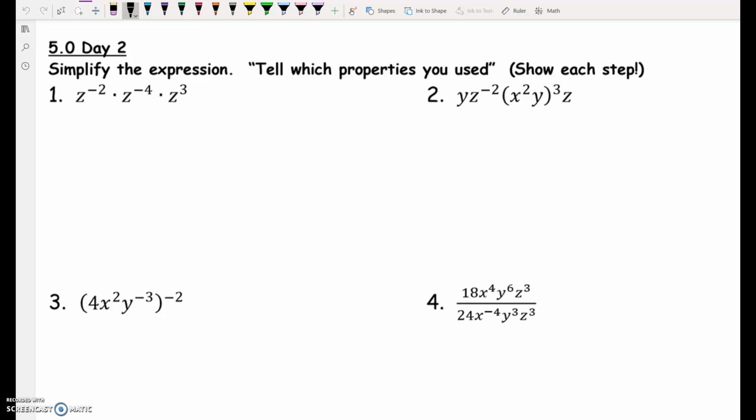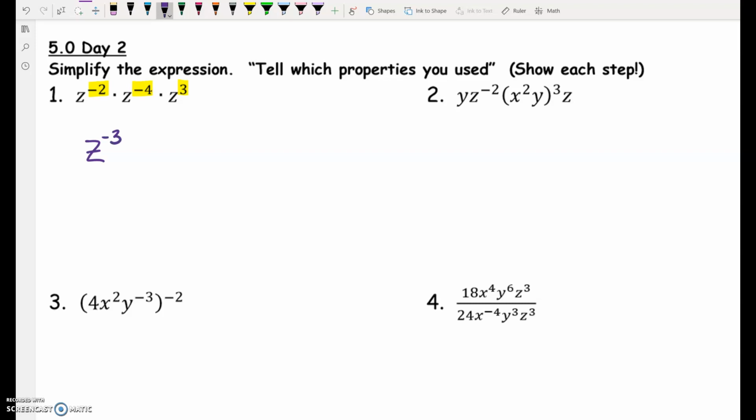Our first example today, z to the negative 2 times z to the negative 4 times z to the third. They're all z's, and it's all multiplication. So what do we do when we multiply? Add the exponents. So we do negative 2 plus negative 4 plus 3. Negative 2 and negative 4 is negative 6. Negative 6 plus 3 is negative 3.